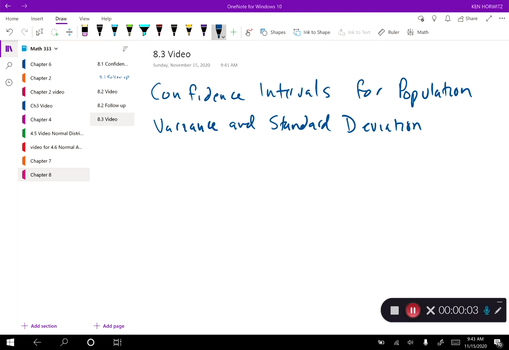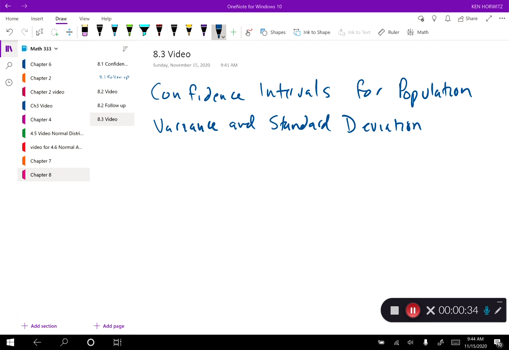Welcome back, everybody. We're now into our third section on confidence intervals. This one we're going to talk about today is confidence intervals for population variance and standard deviation. It's going to be a fairly similar process to the other two sections. In the first section, I talked about the motivation for confidence intervals, so if you want to review that, go back to the 8.1 video. Right now, I'm just going to get into the nuts and bolts of what we need.